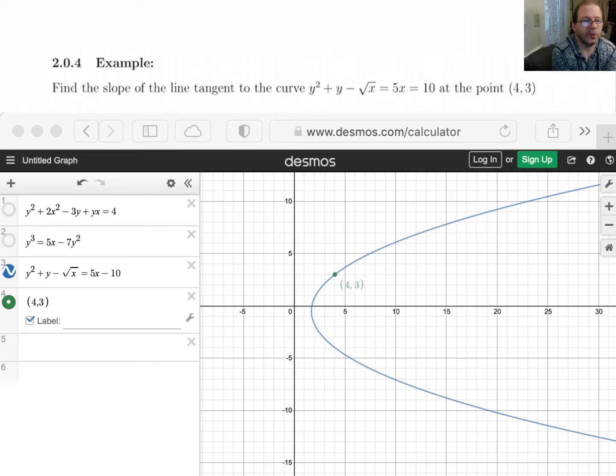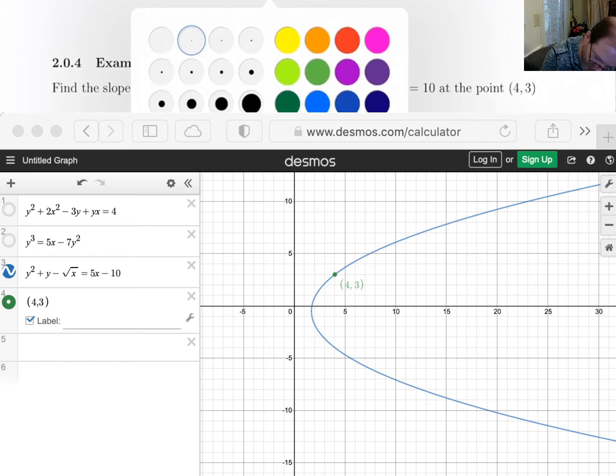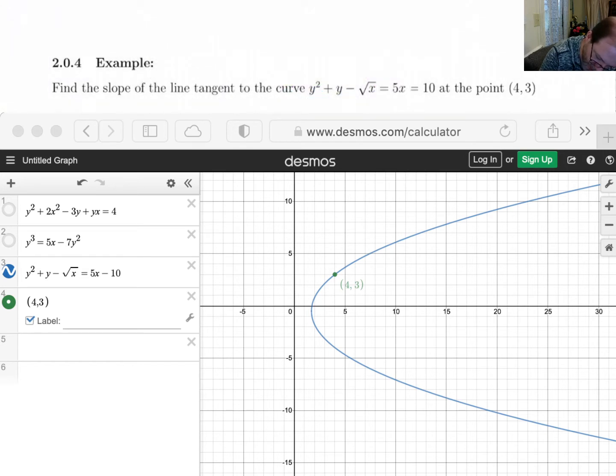All right, let's look at this one. Find the slope of the line tangent to the curve at the point (4, 3). And there's a typo on here. That's supposed to be equals. Or I'm sorry, the equal is supposed to be minus 5x minus 10. All right, so looking at the graph on Desmos, it looks like a sideways parabola.